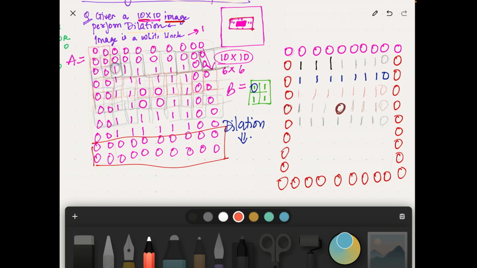So next one, 0 0 0 0 gives us a 0, 0 1 0 1 gives us a 1, and 1 1 1 1 gives us a 1, again and again, until 1 1 0 0 gives us a 1, and 0 0 0 0 gives us a 0. We move on to this one now. Again the same thing, 0 1 1 1 1 1 1 1 0.